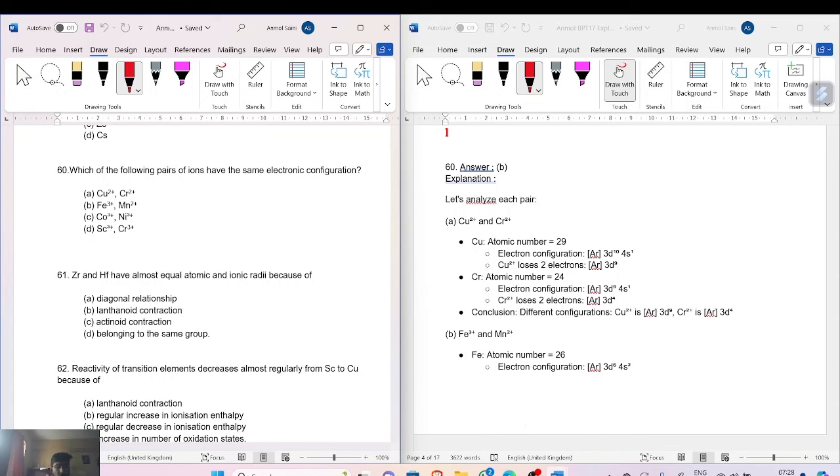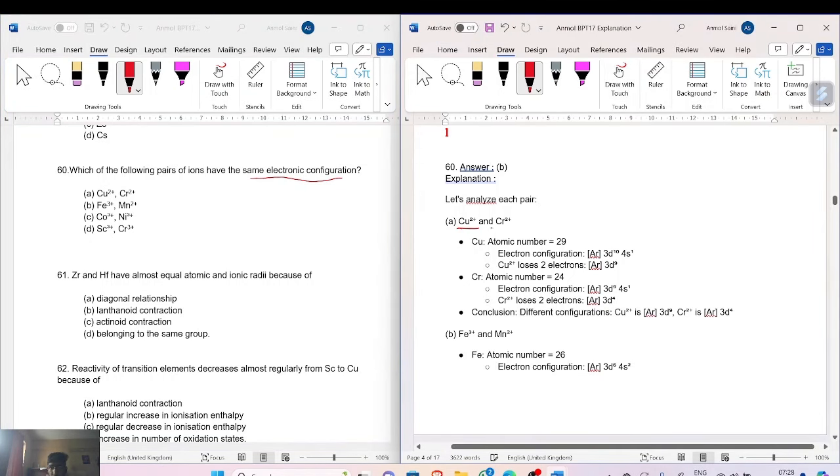Okay, now let's come to question number 16. Here the question is which of the following pairs of ions have the same electronic configuration? We have to tell which of the following pairs have the same electronic configuration. Okay, so let's start with Cu2+ and Cr2+.